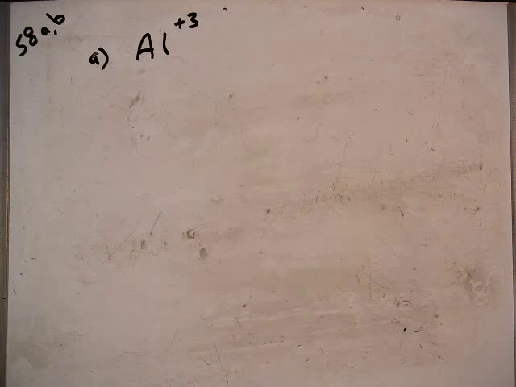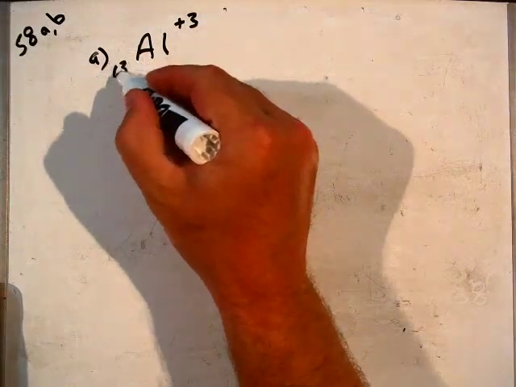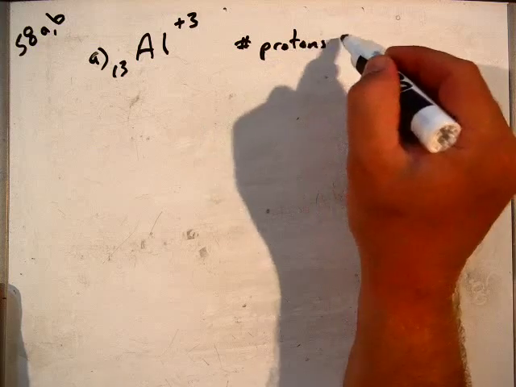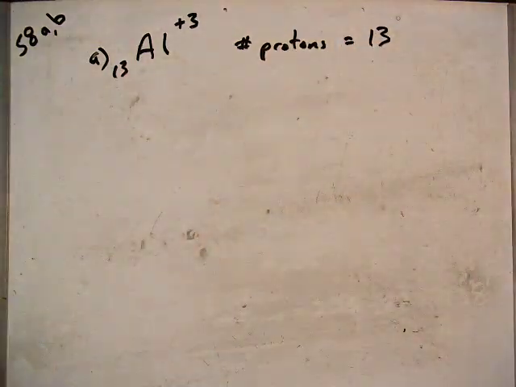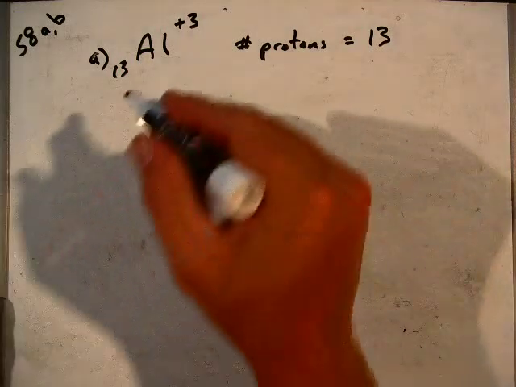And so in order to figure out how many protons aluminum has, we have to go to the periodic table. And if we go to the periodic table, we see aluminum's atomic number is 13. So that means its number of protons is also equal to 13, because that's what makes it aluminum. And now we need to figure out the number of electrons.